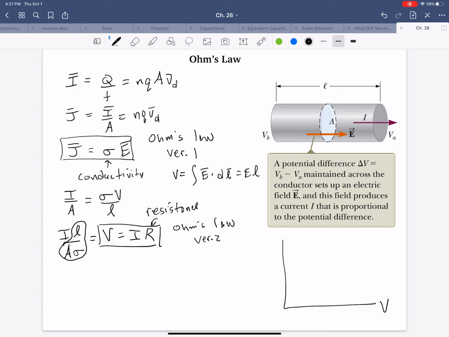The resistance comes from the physical properties of the wire itself. And because of that, if you were to graph the potential versus current, it would be a straight line with a slope of R. M equals R, if you will. And let's take a look at that resistance just a little bit more. L over A times sigma. You can write it like that, or you might see it written like this: rho times L over A. Rho, in this case, is the resistivity.